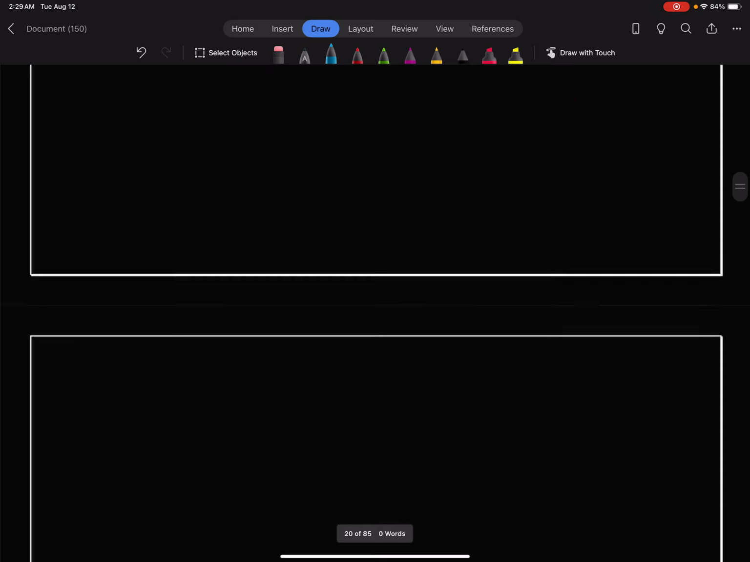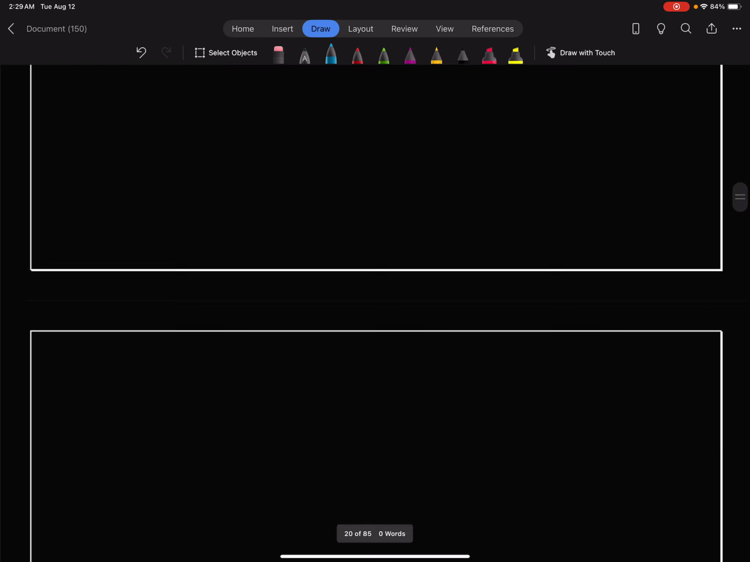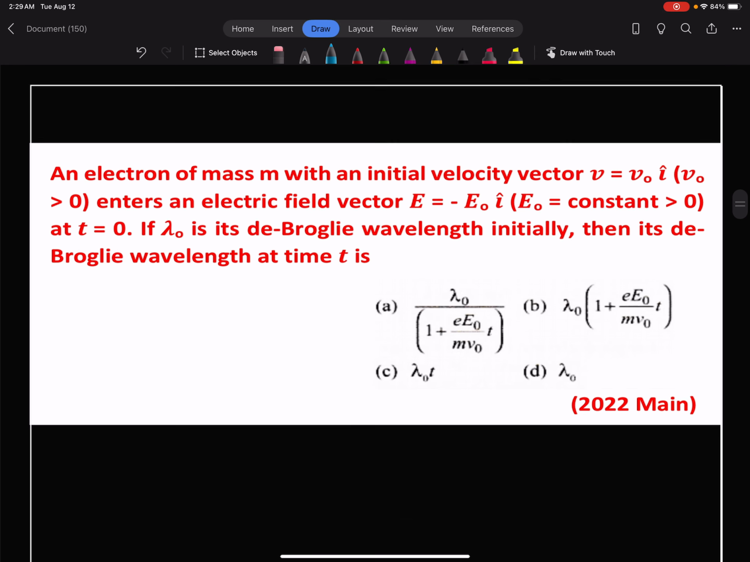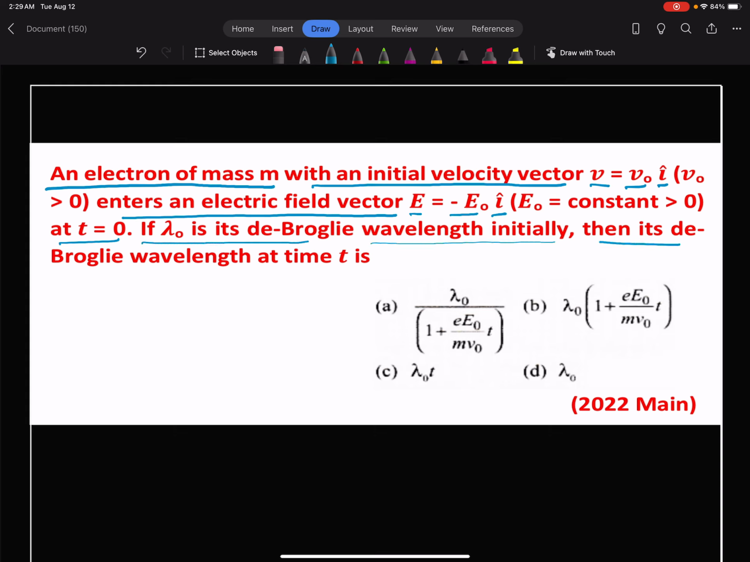Next question. We are given an electron of mass m with an initial velocity vector v equal to v naught i unit vector that enters an electric field vector E equal to minus E naught i unit vector at t equal to 0. If lambda naught is its de-Broglie wavelength initially, then its de-Broglie wavelength at a time t is.